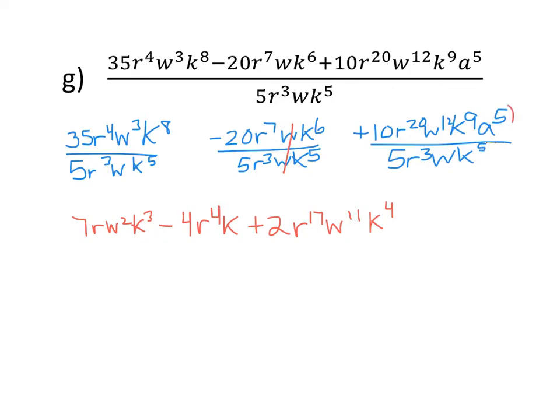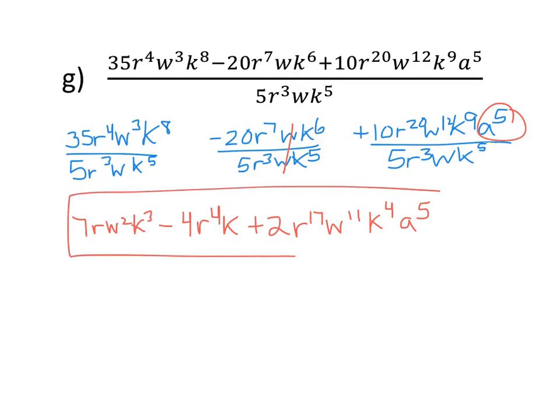And then I have no A term in the denominator, but it's in the numerator, so I can just bring it right down. There's nothing that is a like term, so believe it or not, that is our simplified solution. Go ahead and work on the rest on this page.